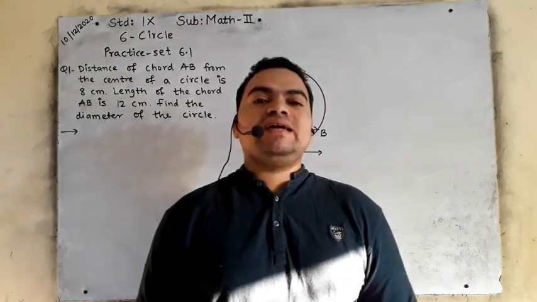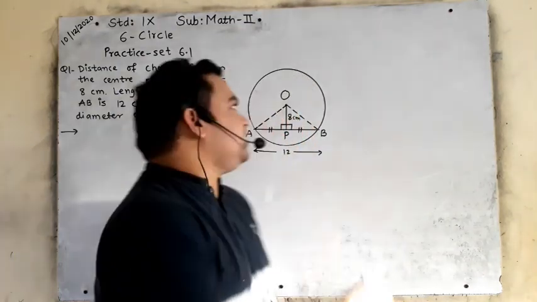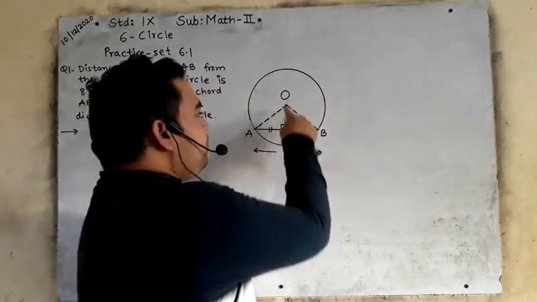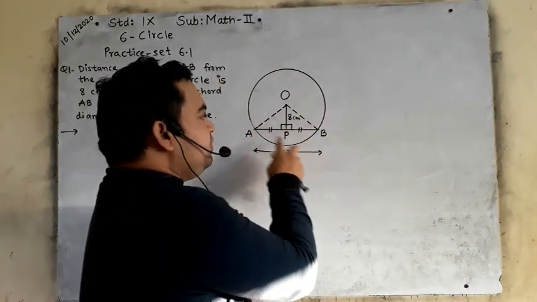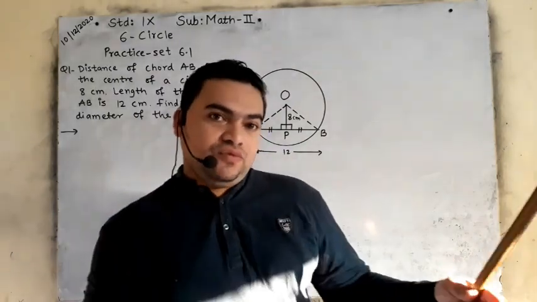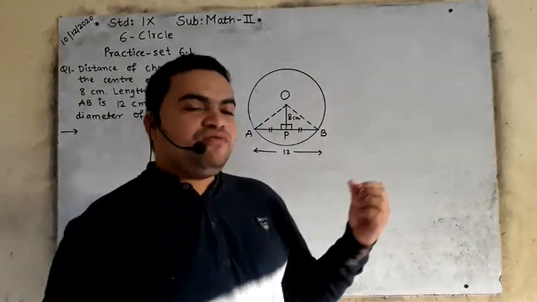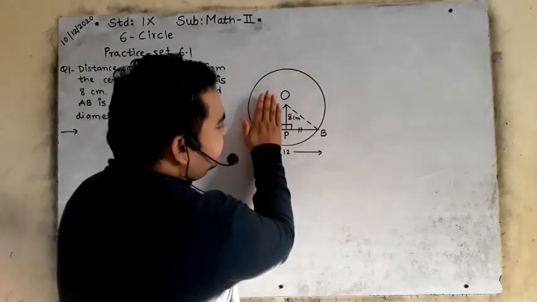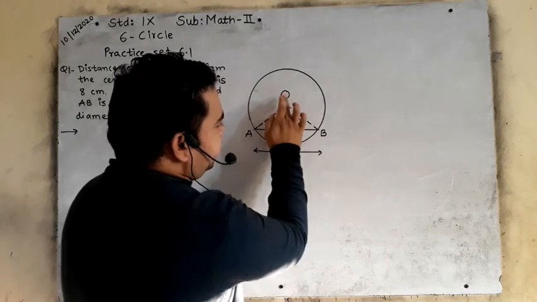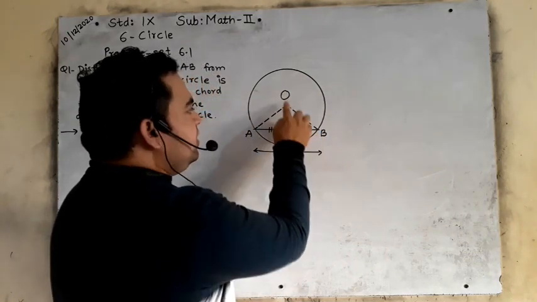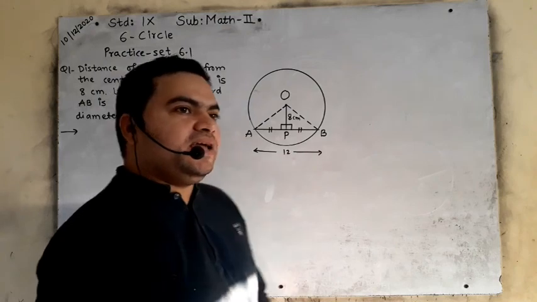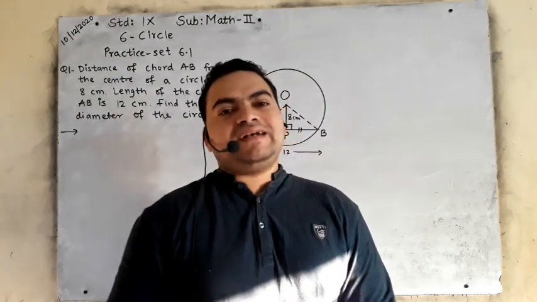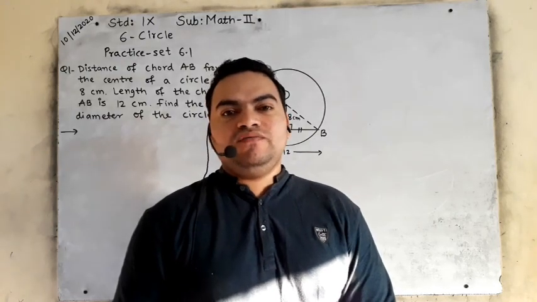Here we have to understand that the perpendicular drawn from the center to a chord bisects the chord. It means OP is a perpendicular on chord AB, which divides AB into two equal parts. We have to utilize this property. Can you see a right angle triangle, triangle OPB? Triangle OPA is also a right angle triangle. So here we will utilize the Pythagoras theorem. Practice set 6.1 is very important for 10th standard as well.